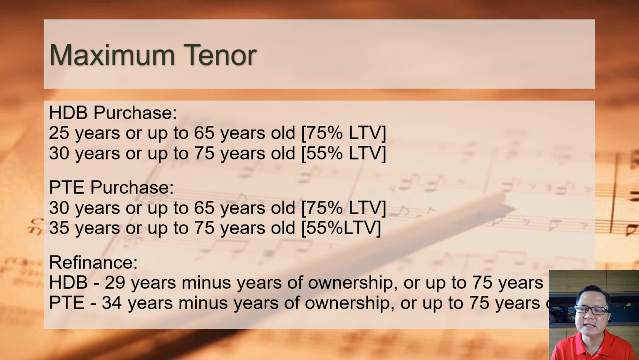And refinancing is different. The formula used would be 29 years minus the number of years of ownership for HDB and 34 minus years of ownership for private property. You can choose anything between your existing loan tenure to the maximum allowable.